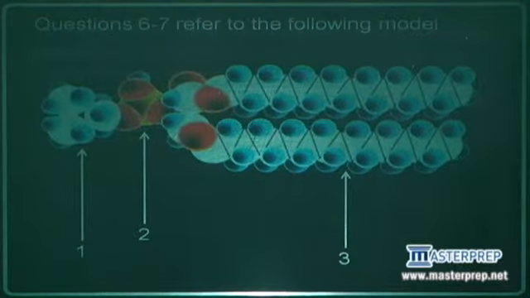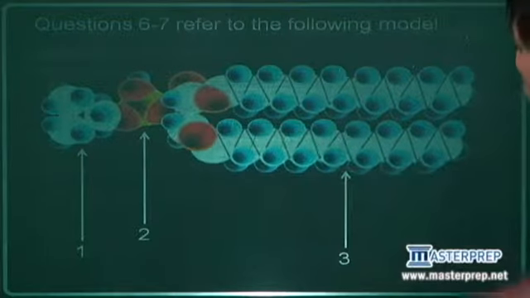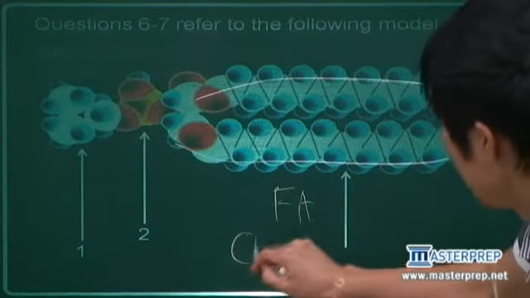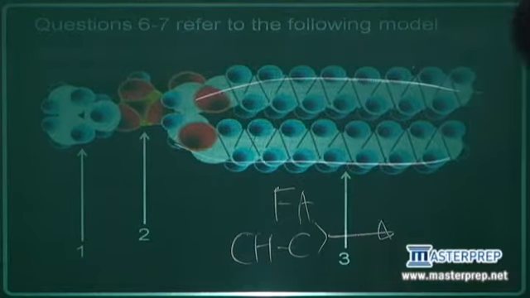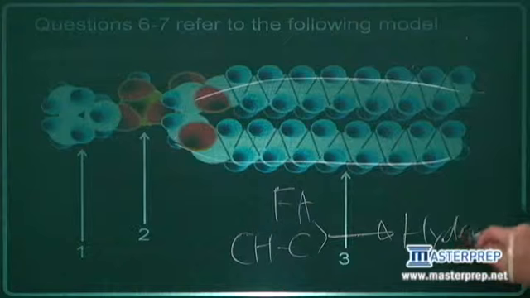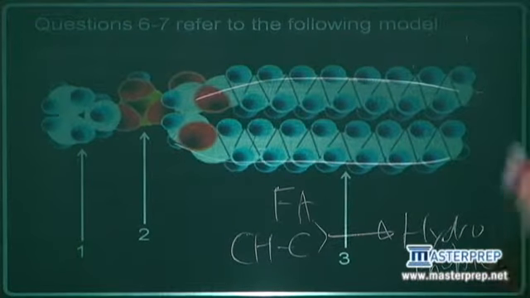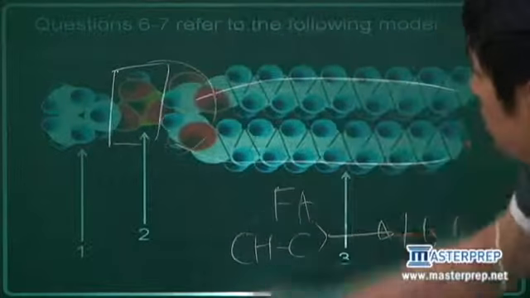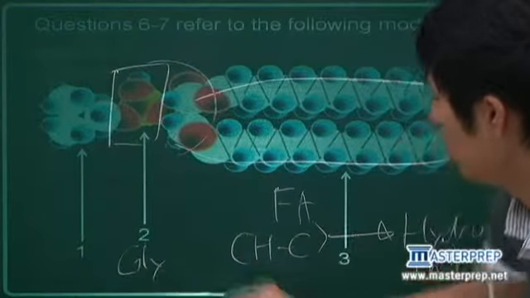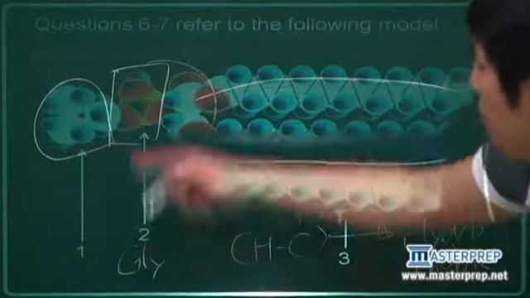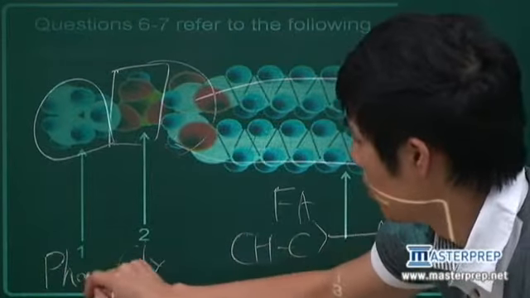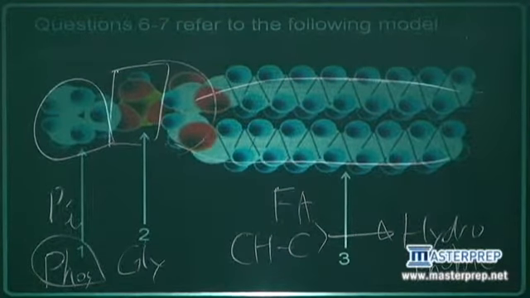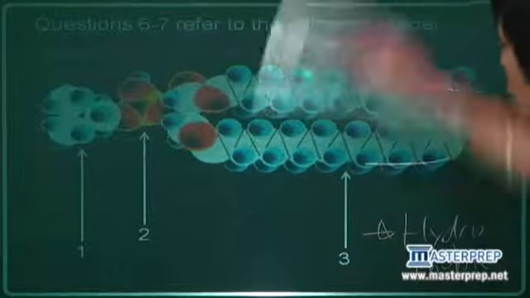Okay, questions 6 to 7. I know this is a phospholipid because you have 2 tails, 2 fatty acids, which are made of hydrocarbon. So this is basically the hydrophobic region. And what you have here, along this one, is glyceride. Okay, glyceride, and this part on top of the glyceride is the phosphate group, or just simply Pi. Right? So let's see what the questions are asking.